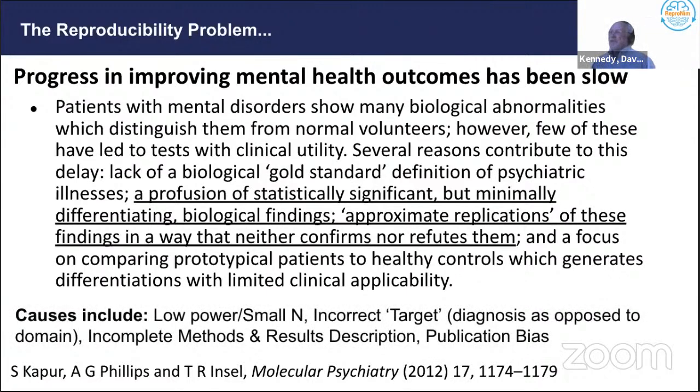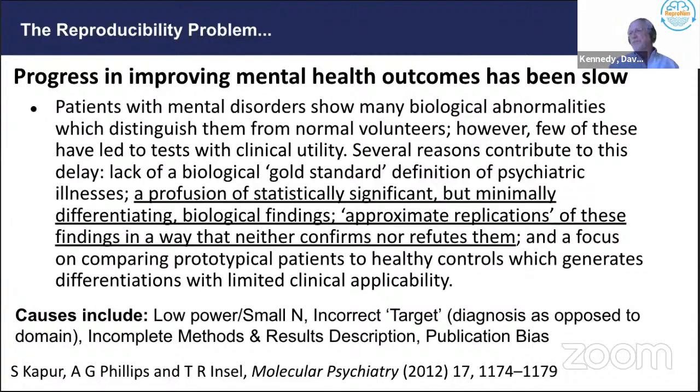The causes for this dearth of repeatable and actionable findings have to do with many studies that are low power, small n. There's an issue with what it is we're targeting. The diagnosis, autism, may actually be a bad target in the sense that autism is a very heterogeneous type of thing, and it may not be a specific finding that links all of autism or depression or even schizophrenia together.